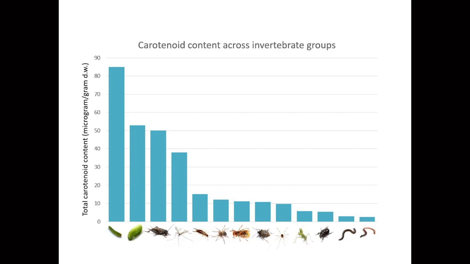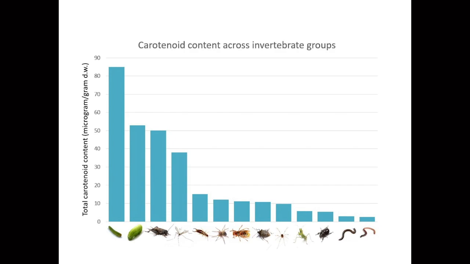And spiders are important components of bird food webs. Right at the very end are earthworms. So the early bird gets the worm, but he doesn't get any carotenoids when he gets the worm. So it suggests that caterpillars are really important for bird diets.